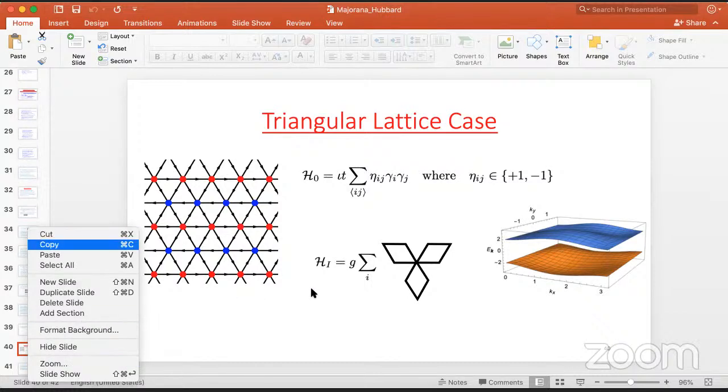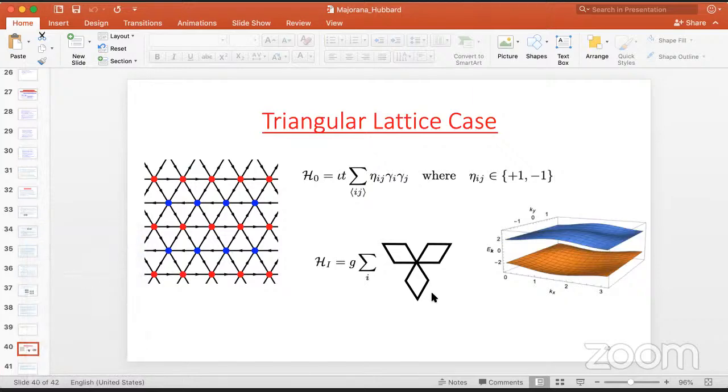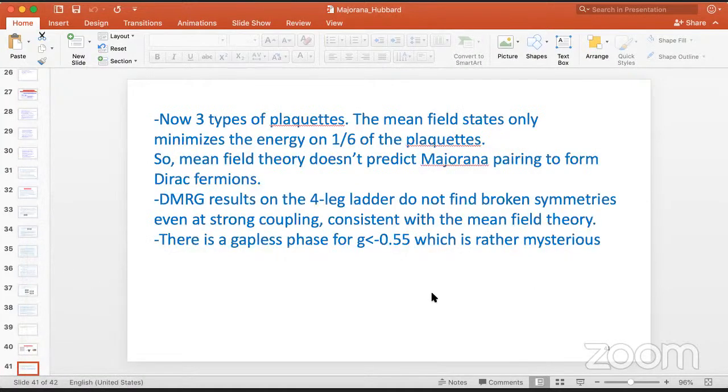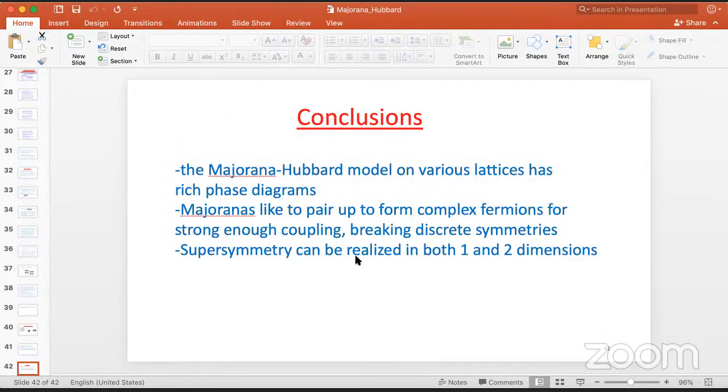So we predict in this case that we don't get broken symmetry. So mean field theory doesn't predict broken symmetry in this case. Doesn't predict the Majoranas pairing up to form Dirac fermions. And DMRG results in the 4-leg ladder do not find broken symmetries, even at strong coupling. This is consistent with the mean field theory. However, there's a gapless phase for g less than -0.55, which is rather mysterious. So there are some open questions.